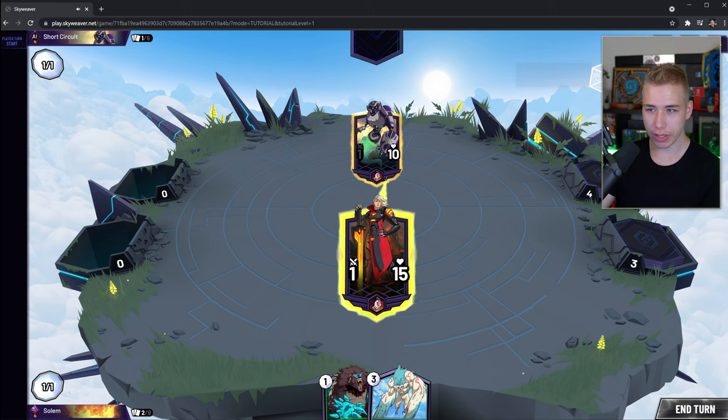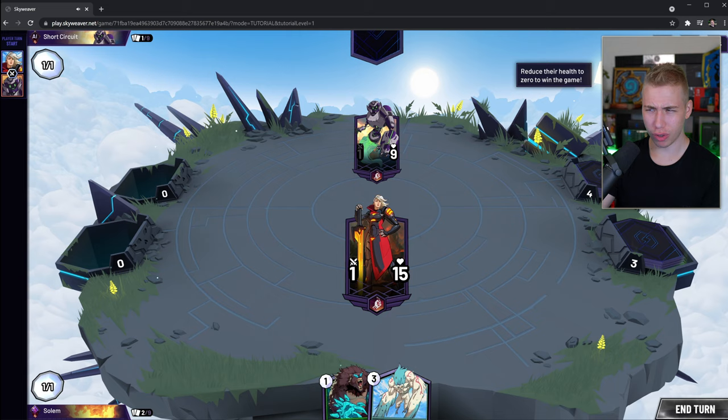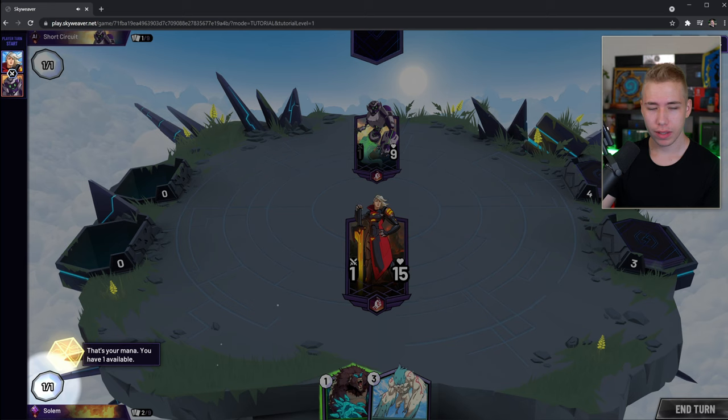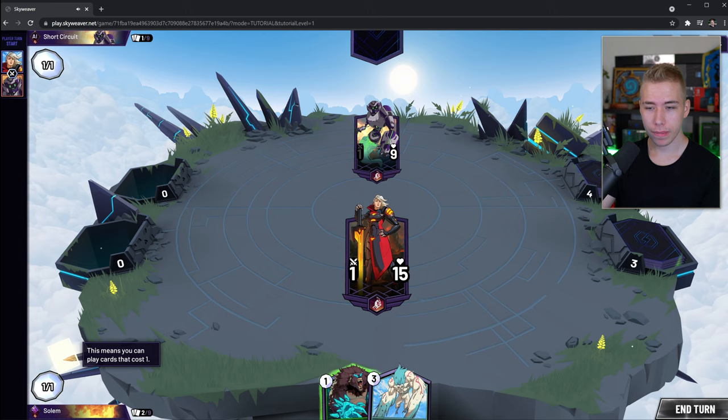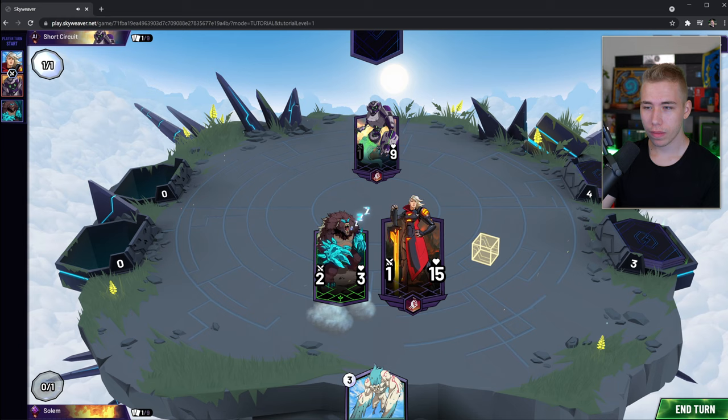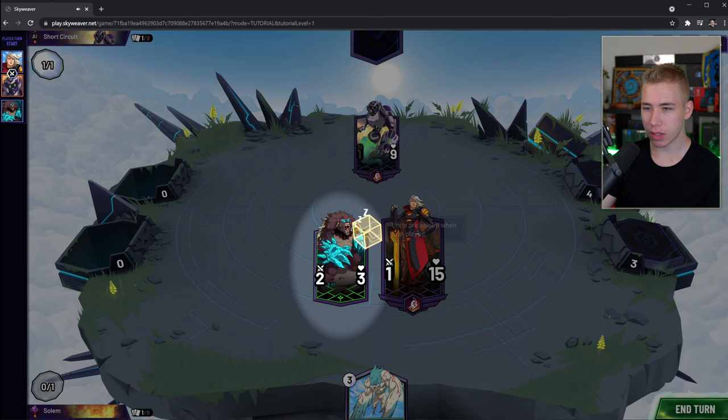You can drag stuff around, you can attack. Awesome. Zero to win the game. Your mana. You have one available. Awesome. This means you can play cards that cost one. Drag a card onto the battlefield to play it. Great. Units are asleep when first played. Okay. They need to wait a turn before attacking.